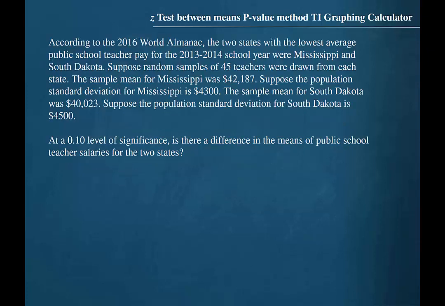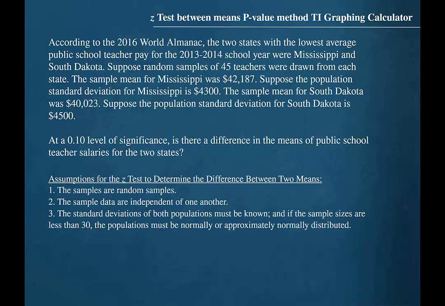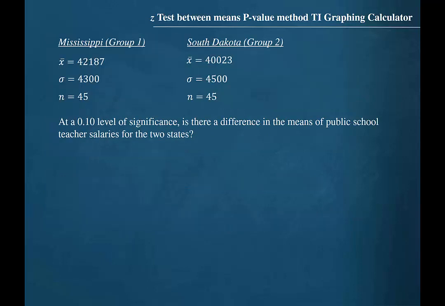In a previous video, we conducted a hypothesis z-test to see if a difference existed between the mean public school teacher pay for the 2013-2014 school year for public school teachers in Mississippi and public school teachers in South Dakota. We also discussed the assumptions that must be verified for the z-test to determine the difference between means. We will now use the p-value method to conduct the same hypothesis test. We will use the TI graphing calculator to find the p-value.